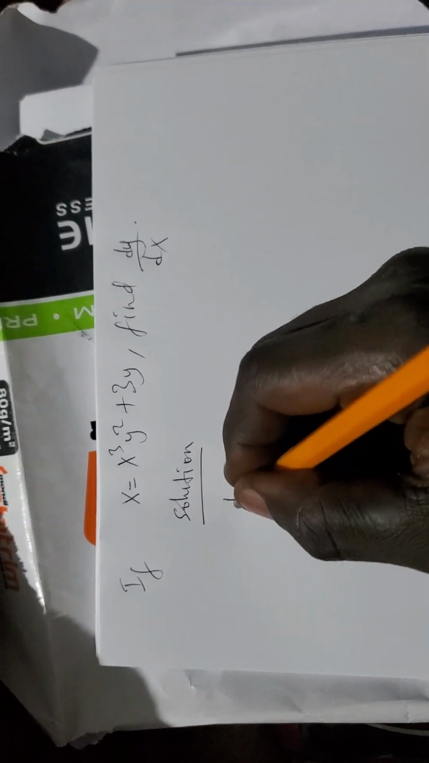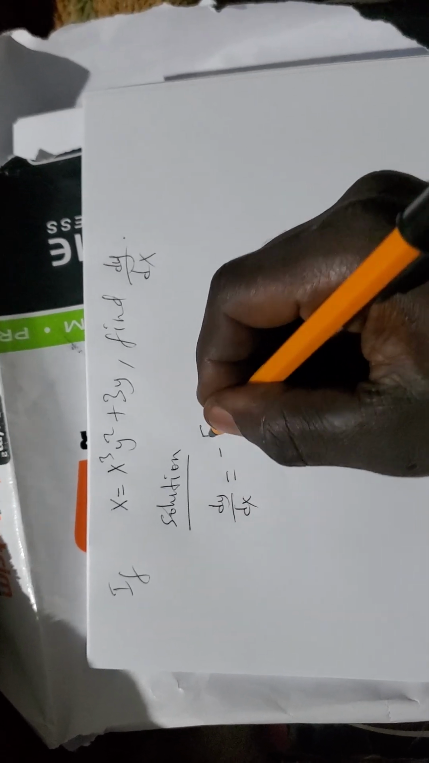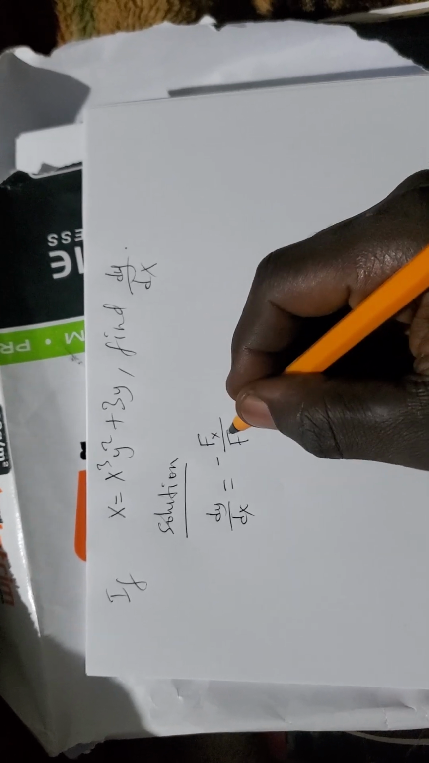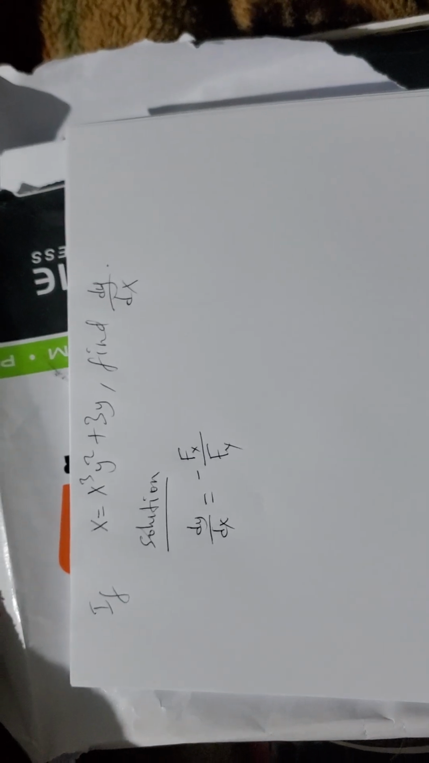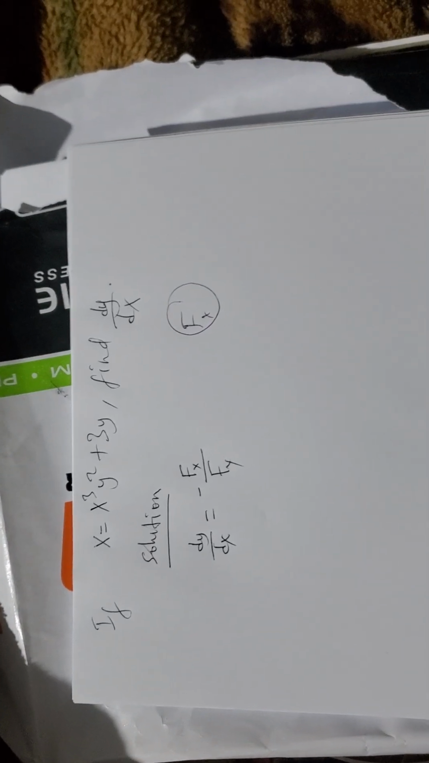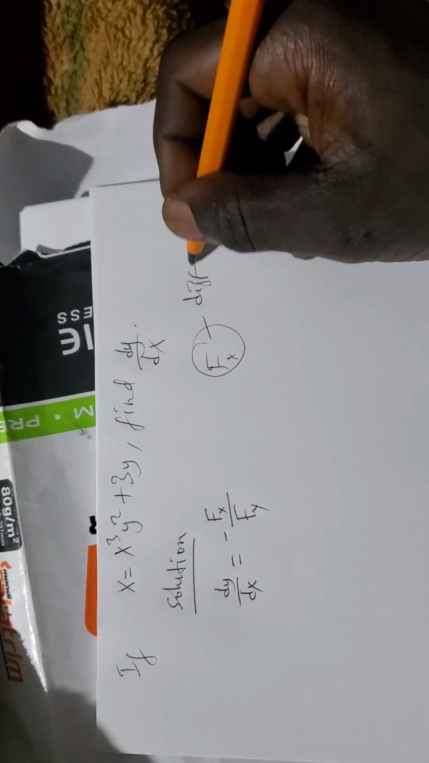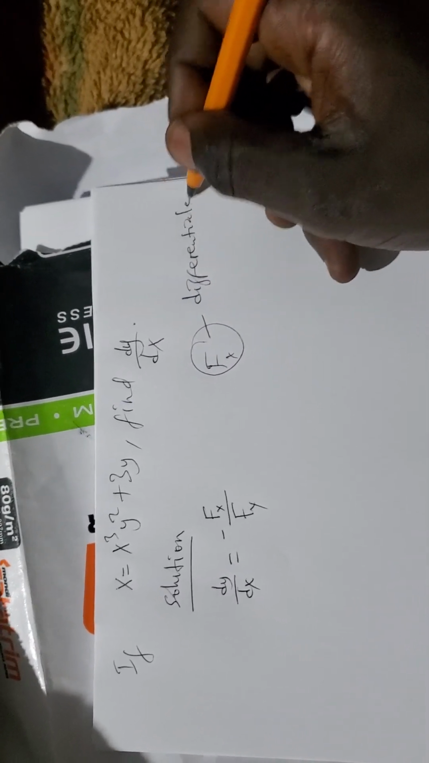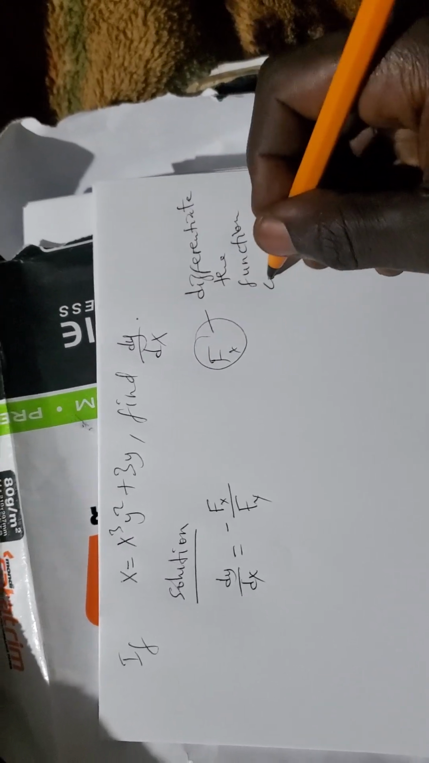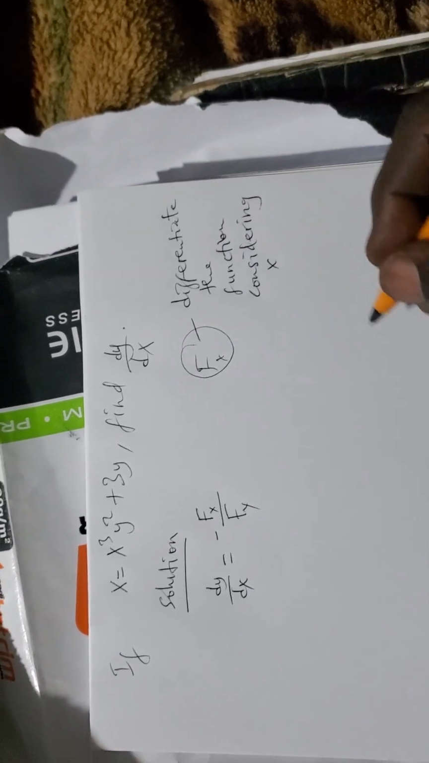The formula was dy/dx equals negative partial derivative of f with respect to x over partial derivative of f with respect to y. Then I said if we have this one, it means we differentiate the function considering x.